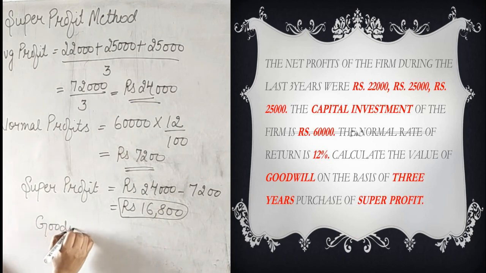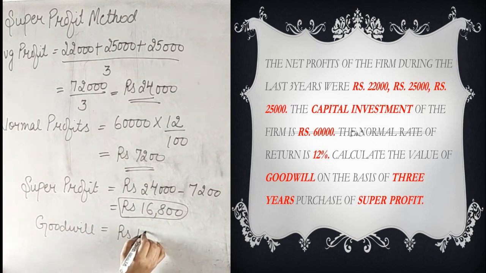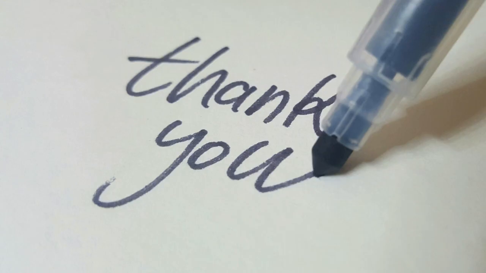Now the last step is calculate the goodwill. Goodwill is equal to super profit multiplied by number of years purchase. Super profit is 16,800 multiplied by 3 years purchase. The goodwill is 50,400. I hope students you understand this method.